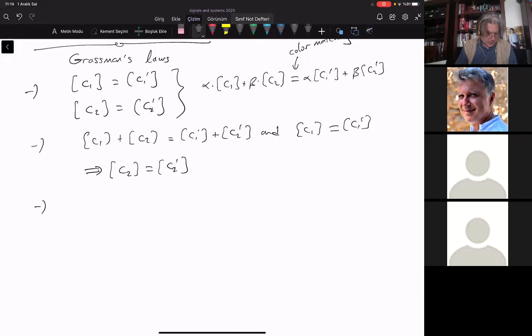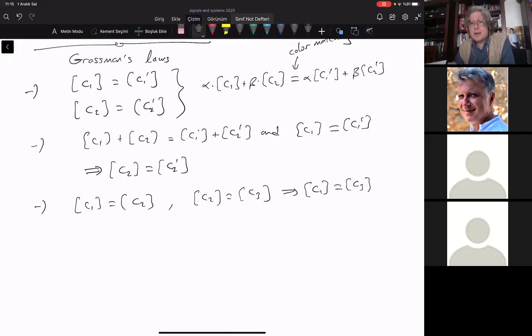And the third one is the transition. If C1 matches C2, and if C2 matches C3, then clearly C1 matches C3 by color transition. This is quite obvious, but nonetheless, we need to know these things in color matching.